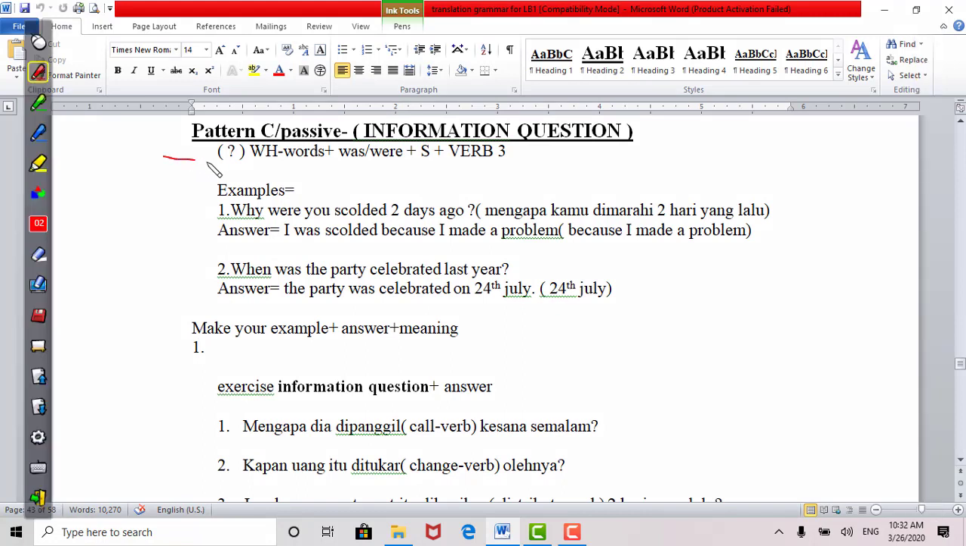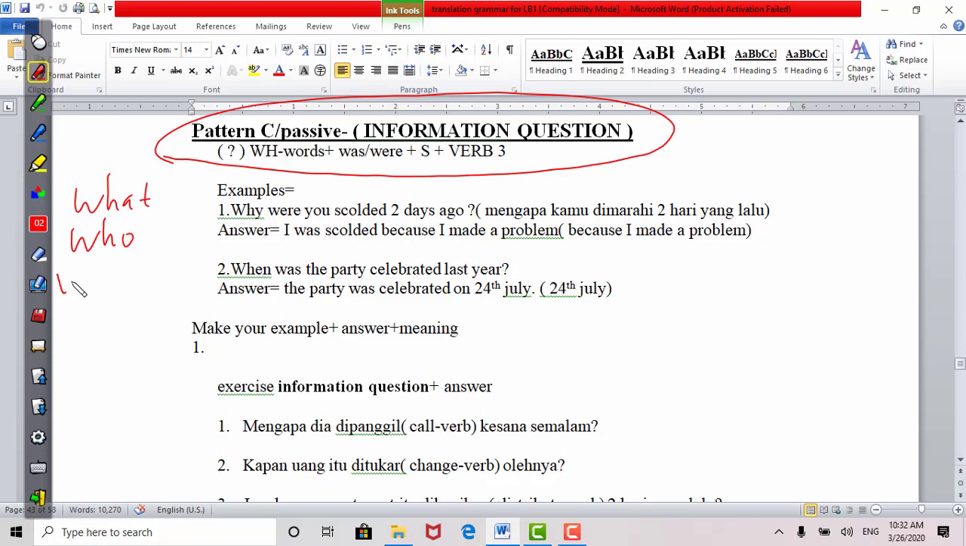We go to part C, passive information question. You have to use question words or WH words. You can use what, who, when, where, why, how. You have to put it here. Alright? After that, you put was or were. And then you put the subject and then verb 3.